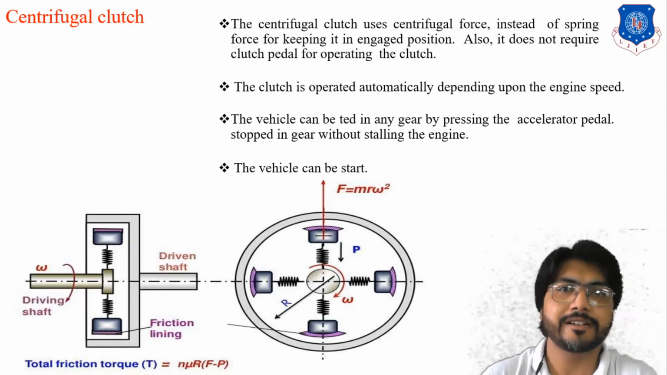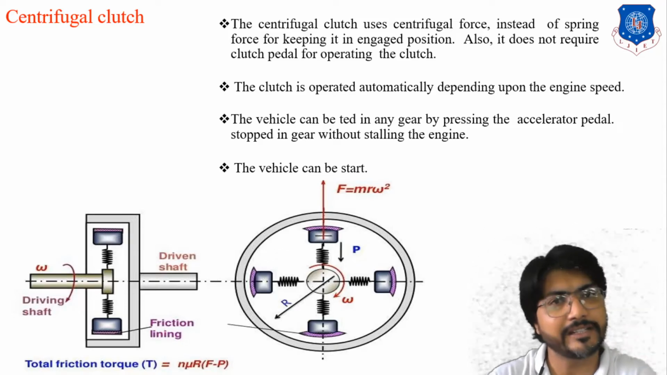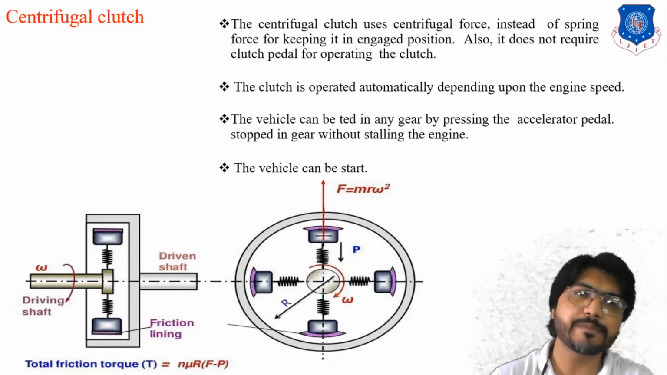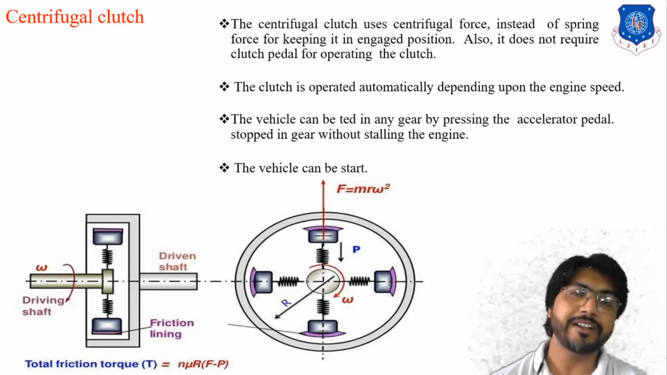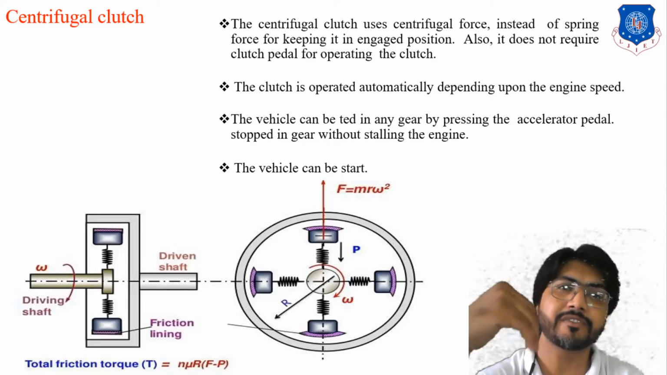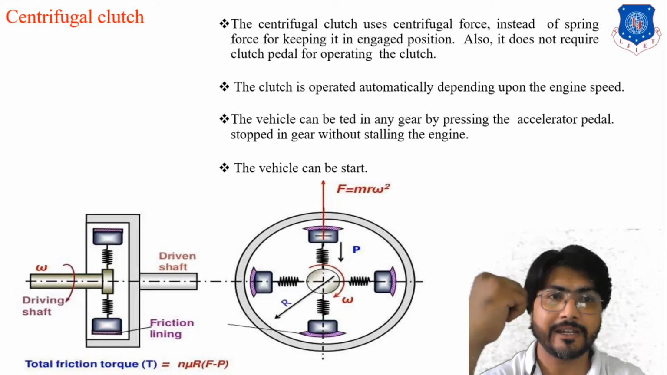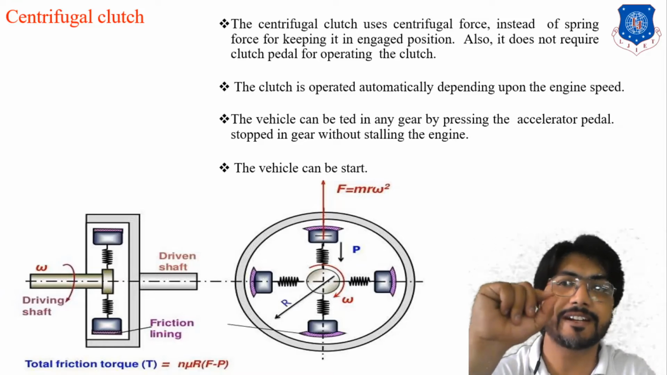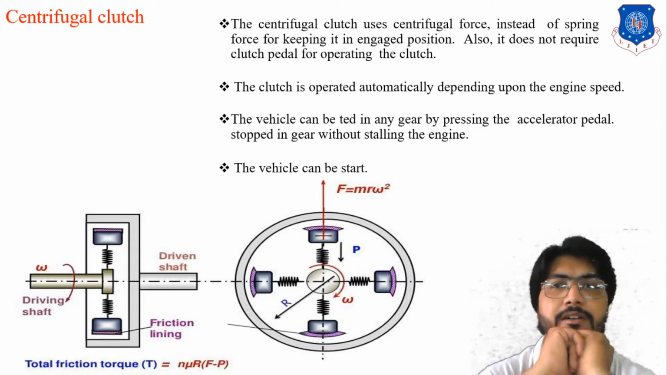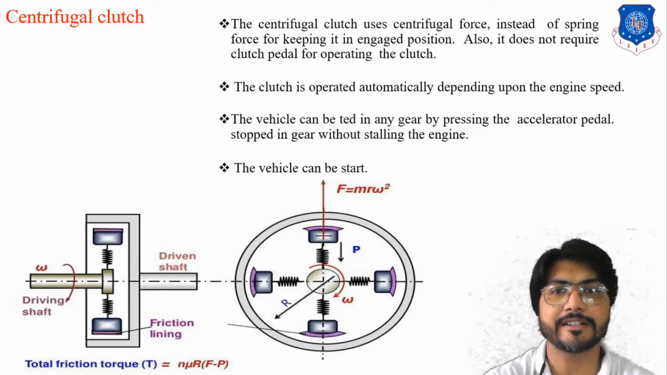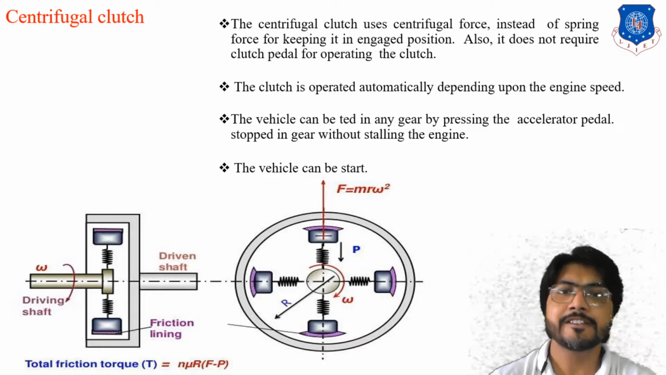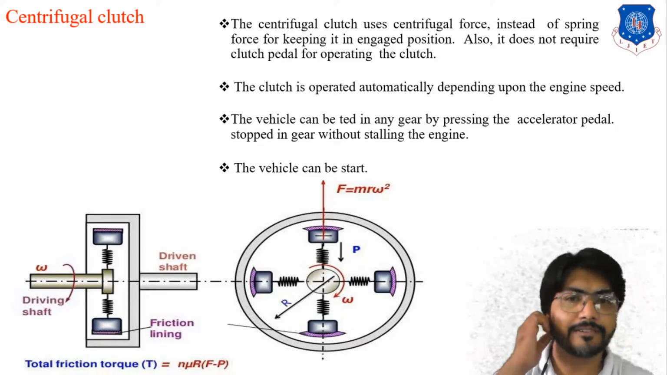When you reach a certain speed, the clutch is automatically engaged with the drum. The clutch is operated automatically depending upon the engine speed. That is the main role of the engine speed. When you reach that certain speed, the clutch is engaged and the torque or power is transmitted to the wheel. A minimum speed is required to move your vehicle. That is the main logic behind this centrifugal clutch. The vehicle can be stopped in any gear without stalling the engine, and it can be started again by pressing the accelerator pedal.